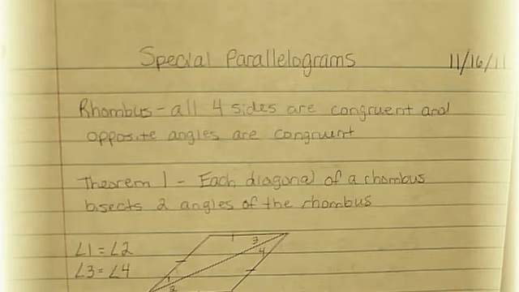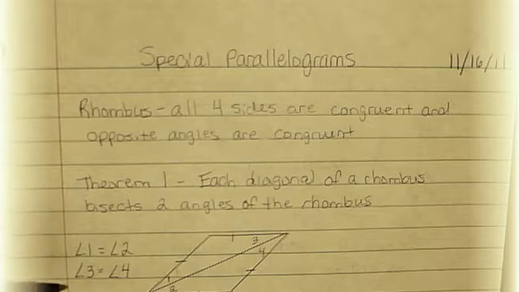The next section on parallelograms we're going to talk about are special parallelograms. The first special parallelogram that we're going to look at is a rhombus. We defined a rhombus earlier as being a four-sided figure where all four sides are congruent, and now we want to also say that opposite angles are congruent.